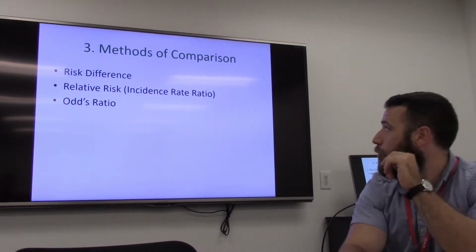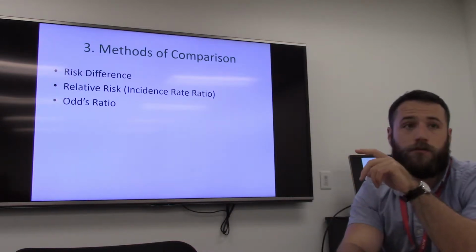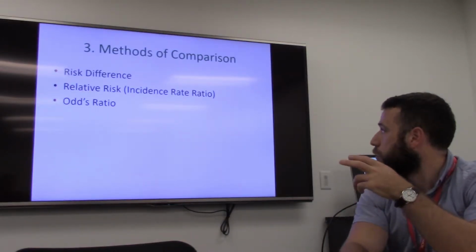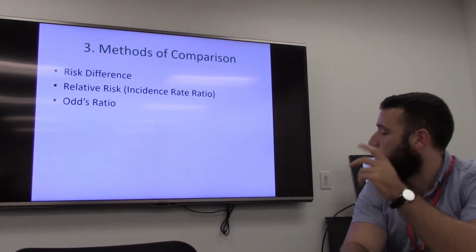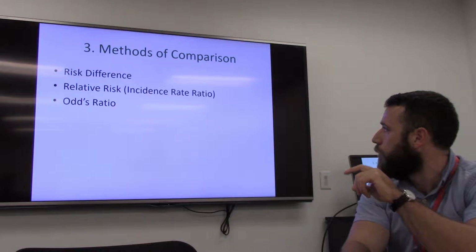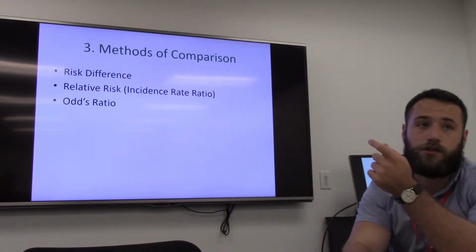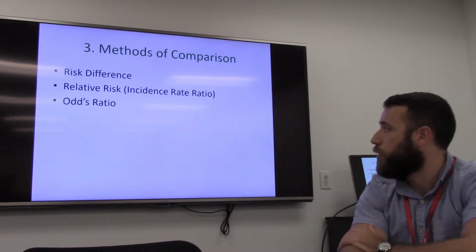So coming back to methods of comparison, this is looking at the effect size. There's a few things that we're going to go over. So risk difference, or the absolute risk difference, sometimes called the incidence risk difference as well. Relative risk, which is also known as the incidence rate ratio, and then odds ratio, and when you would use one and when you would use the other as well.